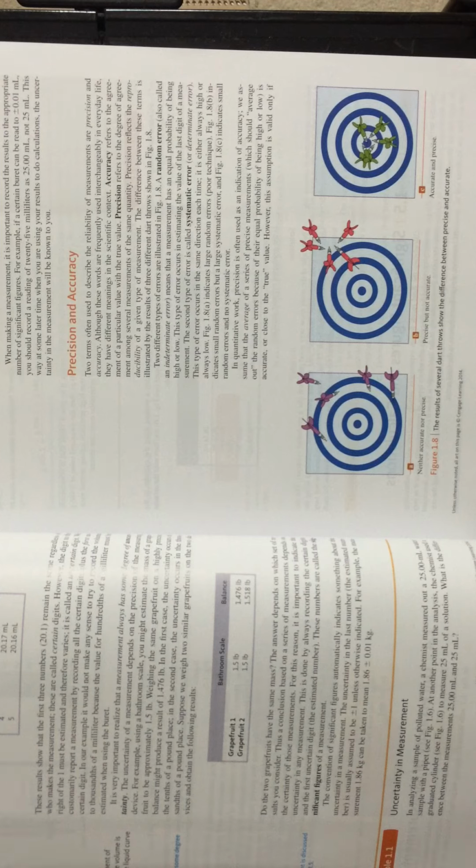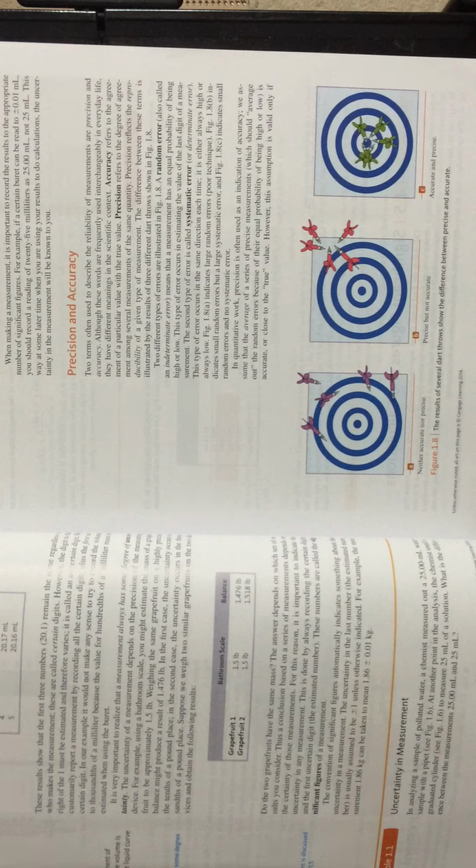Note that we must estimate the last number of the volume reading by interpolating between the 0.1 milliliter marks. Since the last number is estimated, its value may be different if another person makes the same measurement. If 5 different people read the same volume, the results would be as follows. These results show that the first 3 numbers remain the same regardless of who makes the measurement.